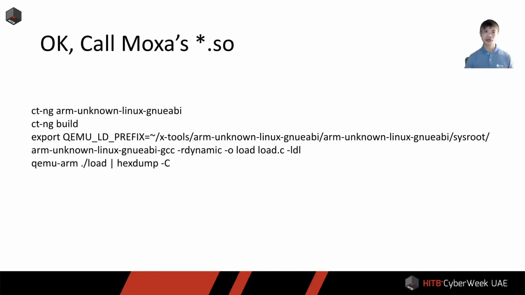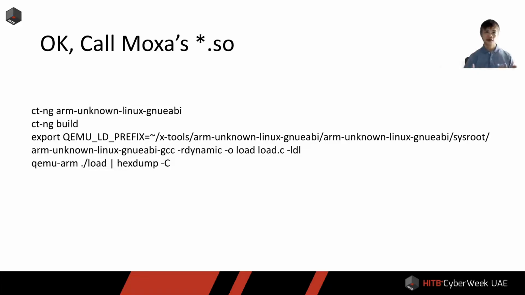Crosstool-ng is a very useful utility that you can use to prepare the compile-time and runtime environment. So we use crosstool-ng with arm-unknown-linux-gnueabi to reconstruct the whole compiling environment. And we have a tiny proof of concept C program that you can just cross-compile and use qemu-arm to run it.